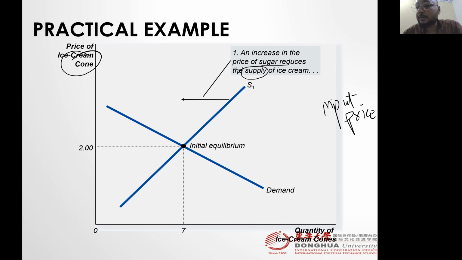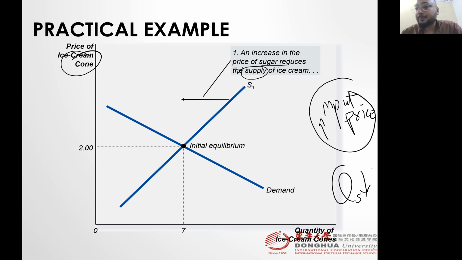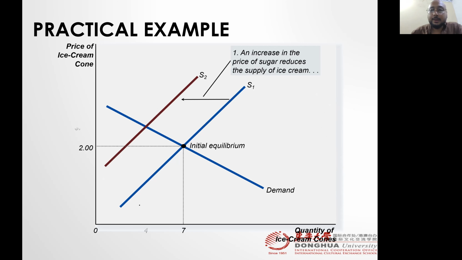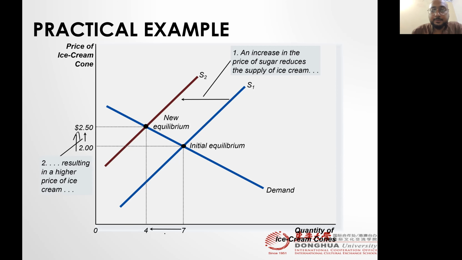This is the case of shift because input prices shift the supply curve right or left. Right? Because input prices increase, quantity supplied decreases. Right? So quantity supplied decreases, decrease means shift to the left. So what happened here? See, the new market price increases and quantity decreases. See?